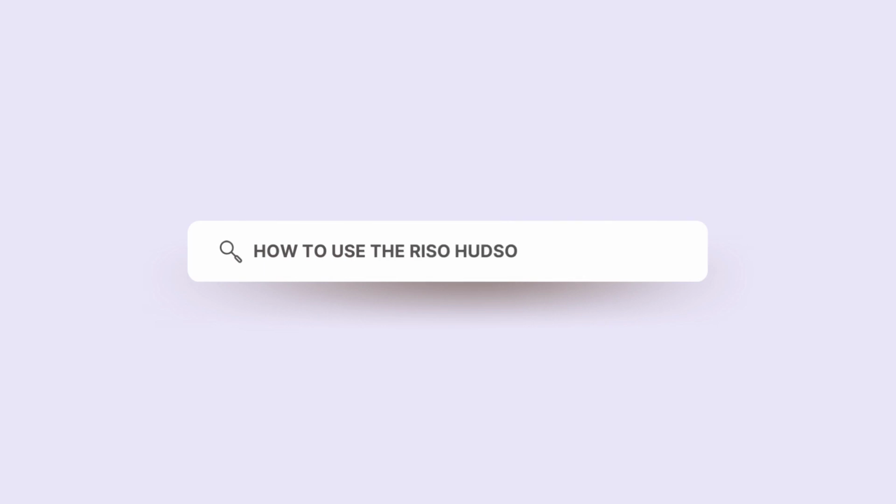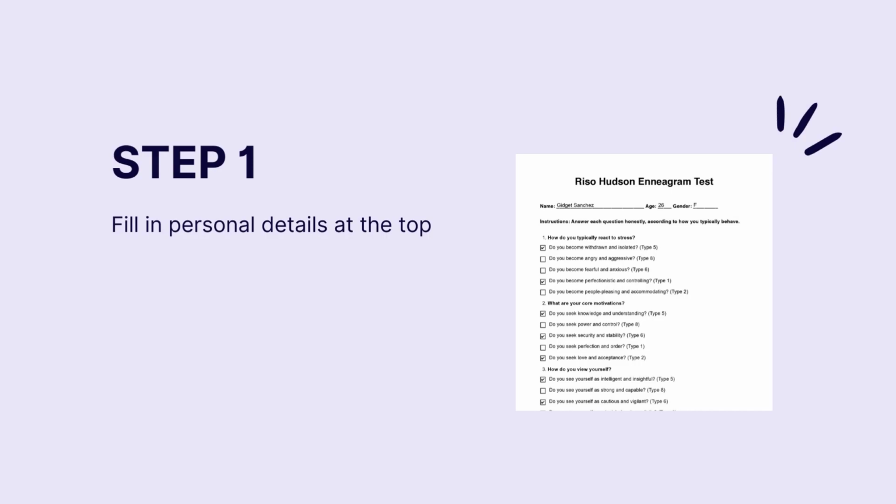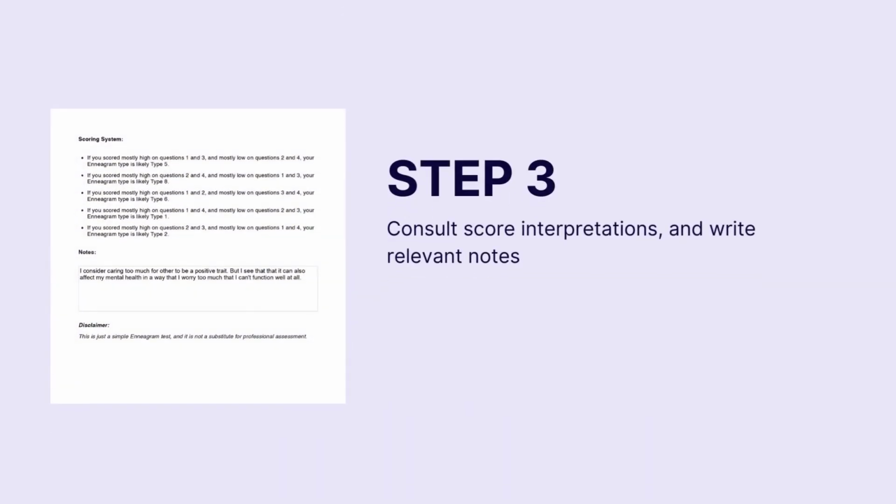Here's how to use the Riso Hudson Enneagram test. The first step is to fill in the personal details at the top, including name, age, and gender. Then read the instructions. All you have to do is tick the statements according to what you resonate with. The final step is to consult the score interpretations and then write relevant notes to identify your type.